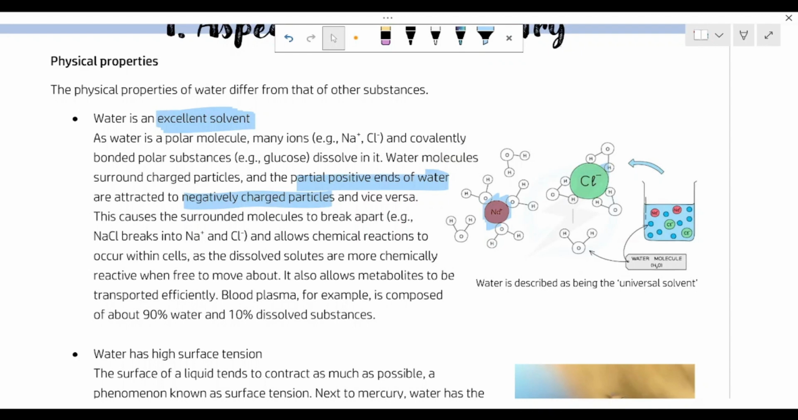Additionally, dissolved solutes are more reactive when they're free to move about. It's much easier for them rather than being locked in a 3D lattice structure, as is the case for sodium chloride. Now, water's property as an excellent solvent also allows metabolites to be transported efficiently. For example, blood plasma is 90% water and the other 10% is just substances dissolved in that water. So, the first property of water: it is an excellent solvent because it has partial positive and partial negative ends, i.e., it's polar.